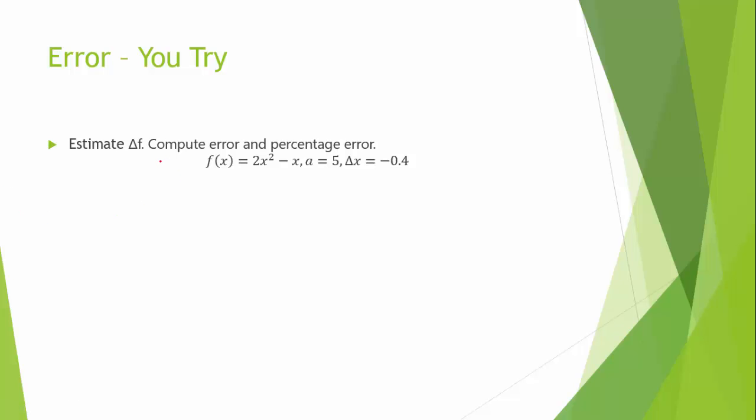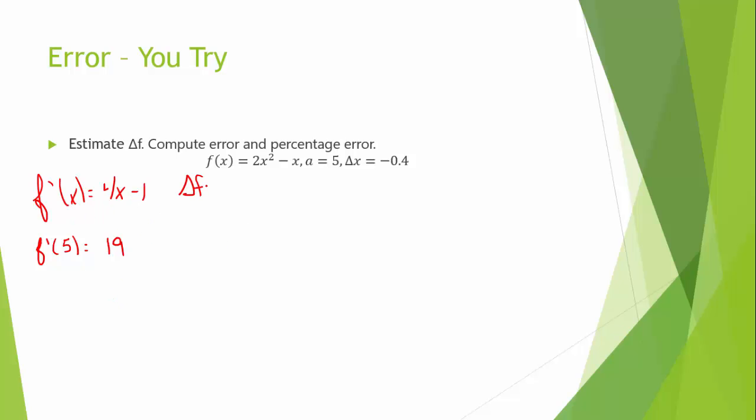So, for starters, we know our function, we know our starting point of 5, and we know in this case we're actually going backwards. Our delta x is negative 0.4, so we're going to the left on our tangent line, which you can do as well. First things first, we need the slope at 5, so we need our derivative. So using the power rule, that's going to be 4x minus 1. And at 5, that means the derivative will be 19, because you do 4 times 5 minus 1.